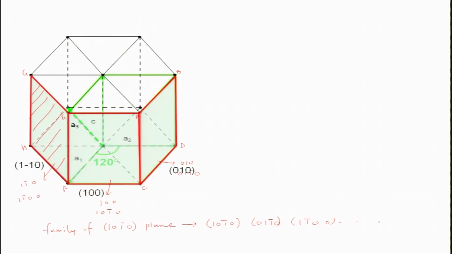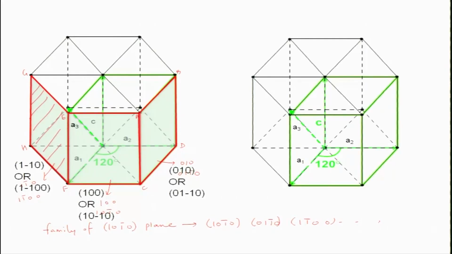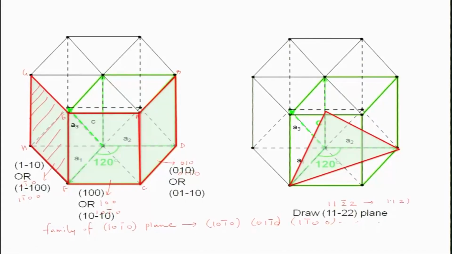So this is what I did to show you. Similarly, as I showed you, you can draw the 1 bar 1 2 2 plane. So this is 1 bar 1, this is nothing but the 1 bar 2 2 plane. What is the equivalence? Basically it is the 1 1 2 plane.